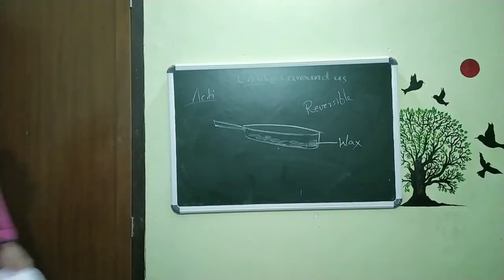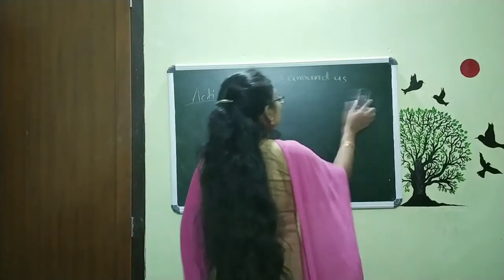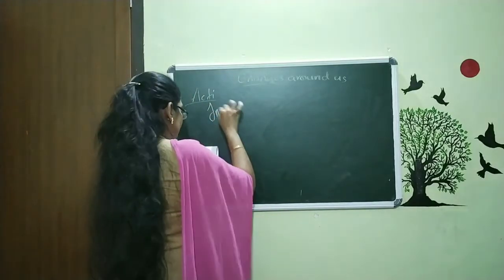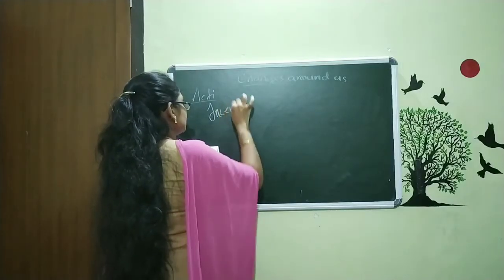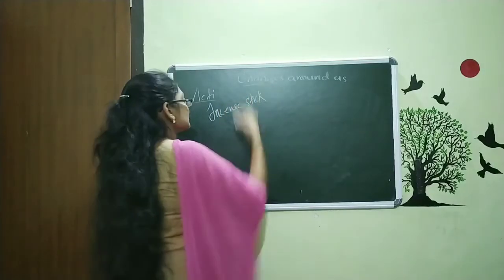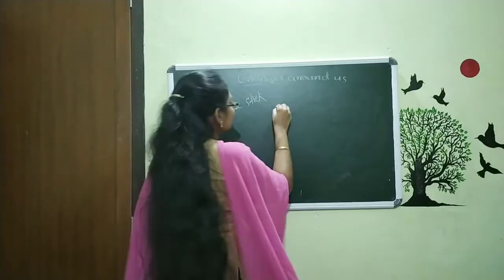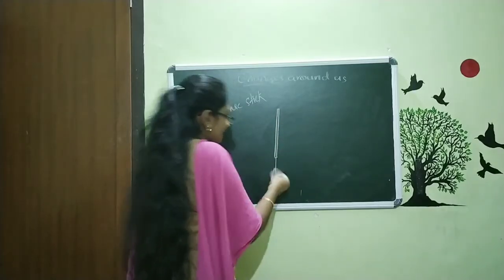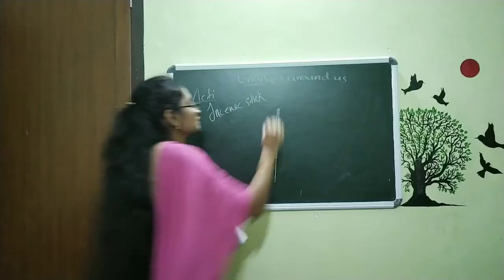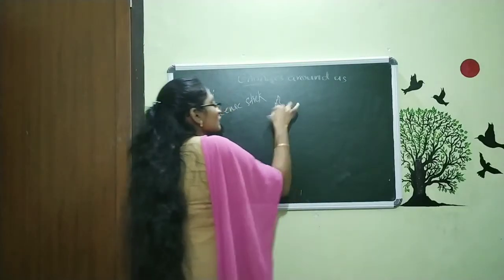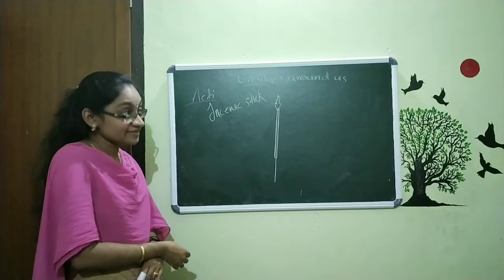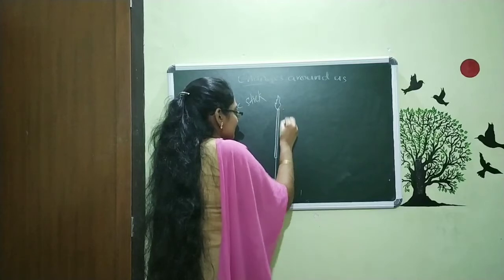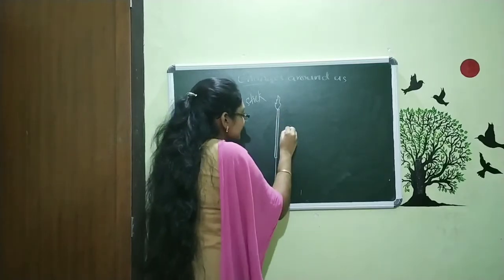And now we are repeating the activity using an incense stick. Incense stick means chandanatiri. We just take this stick and burn this. The stick is getting decreased. Their size is getting small.